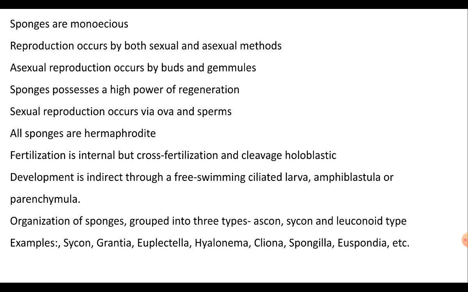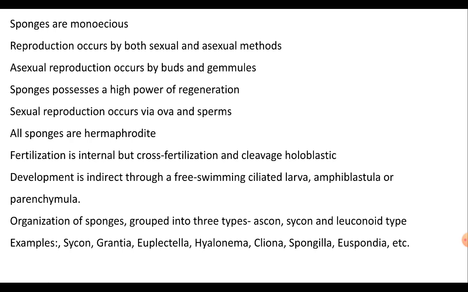All sponges are monoecious in nature, meaning they are hermaphrodite. The reproduction takes place by sexual as well as asexual methods. Asexual reproduction takes place by budding, and also by gemmule formation. And sexual reproduction takes place by the production of ova and sperms, where the fertilization takes place internally and it is cross fertilization, and development is indirect, where it passes through free swimming larval stages. In sponges there are two types of larvae, the amphiblastula larva and the parenchymula larva.